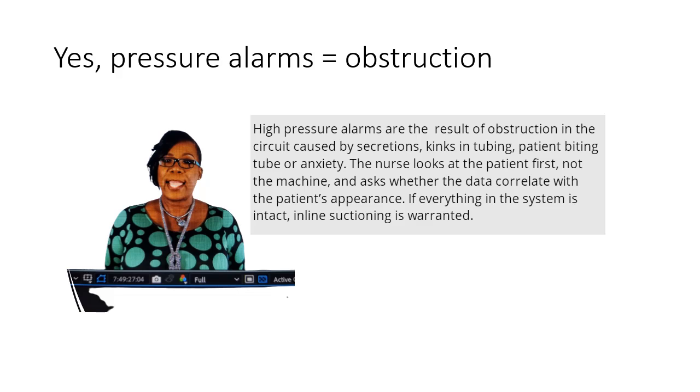The nurse looks at the patient first, not the machine, and asks whether the data correlates with the patient's appearance. So if your patient is lying there, he's not anxious looking, he's not coughing or coughing against the tubing, then we need to check to see if there's any kink in the tubing. If everything in the system is intact, inline suctioning is warranted.